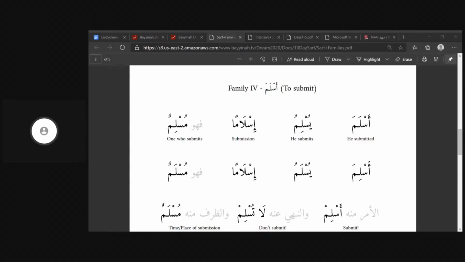How will you know which three letters are root letters? You will know. Don't worry about it right now. You'll know. Yeah, Mishi, a lot of sarf is just memorizing.